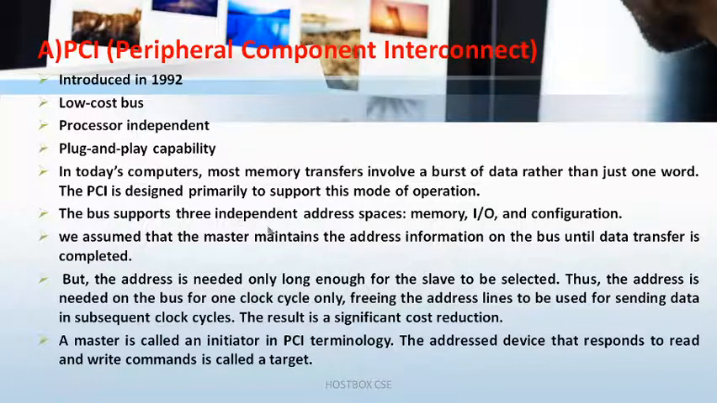And also the bus supports 3 independent address spaces called memory, IO and configuration. We assume that the master holds the address information on the bus until the data transfer is completed. But the address is needed only long enough for the slave to select it. Thus the address is needed on the bus for one clock cycle only, freeing the address lines to be used for sending data in subsequent clock cycles. The result is a significant cost reduction.